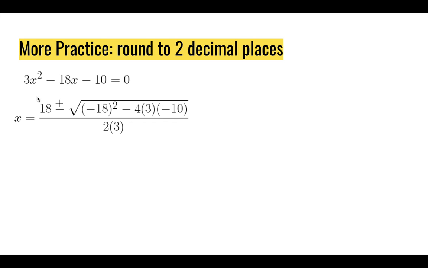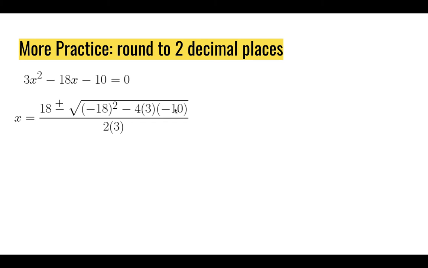So that's why this one's positive 18, because remember it's negative b. So the negative of a negative becomes positive 18, negative 18 here. And then our c is negative 10. So remember to take the signs in front of the numbers with them when you put them in this equation.